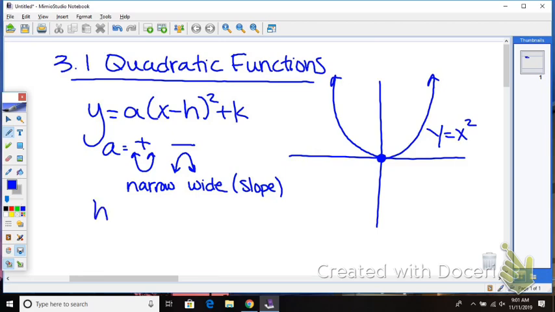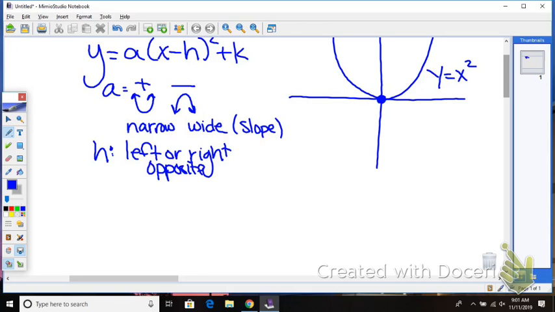Okay, H. What does H tell us? Everybody in this room should be able to tell me. Left or right. Opposite. And it's opposite. So that means K tells us up or down, and it's the same sign. I really like that our book does the shifting stuff first, so now we're just applying it to one specific shape, which is the parabola.